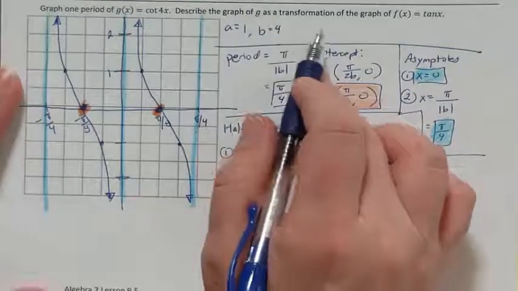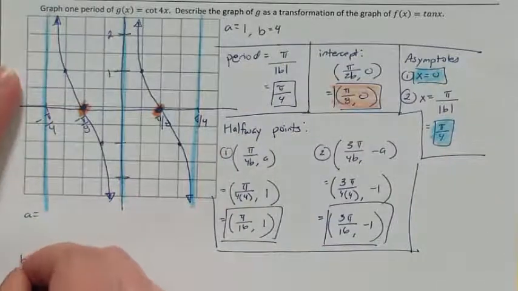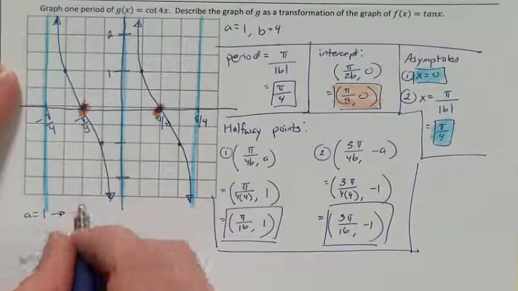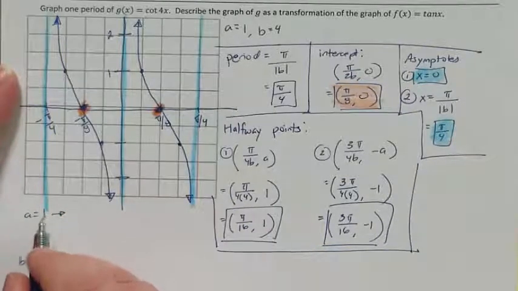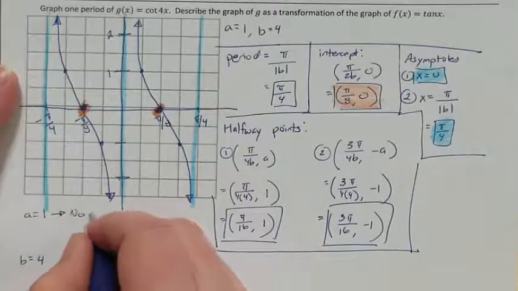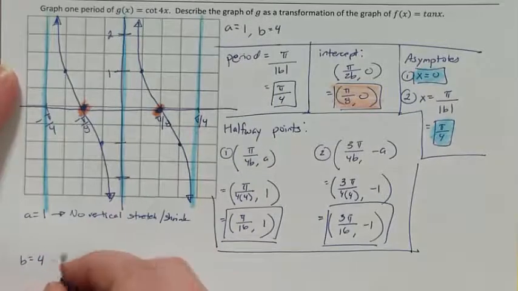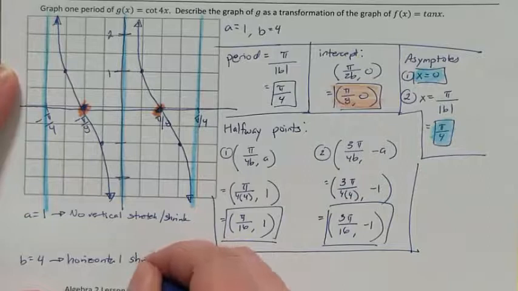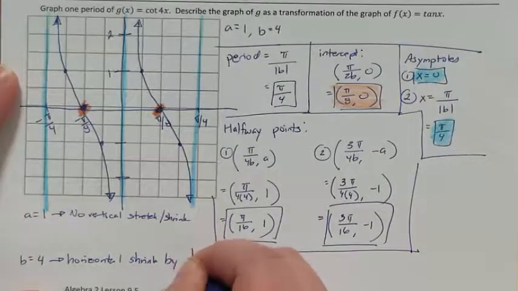Now I need to describe my transformation, and that is using your A and your B. My A is 1, the B was 4. A does vertical. If the vertical is 1, that meant there was no vertical stretch or shrink. B is 4. B does horizontal. And remember, horizontals are supposed to be the reciprocals. So this isn't 4. This is actually 1/4. And since that is smaller than 1, this is going to be a shrink. So it's shrinking by 1/4.